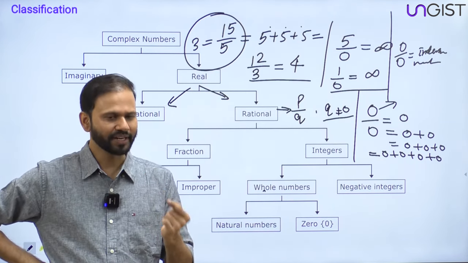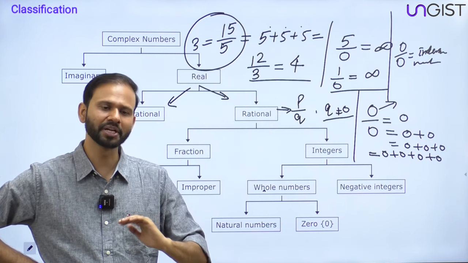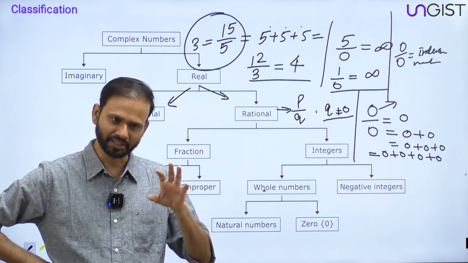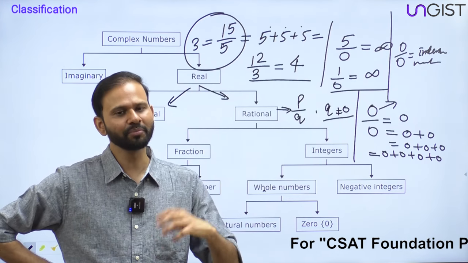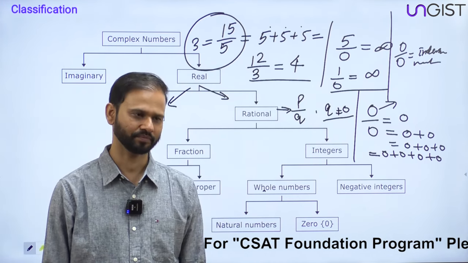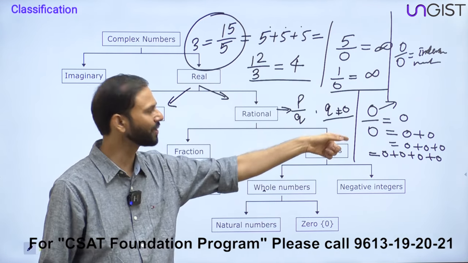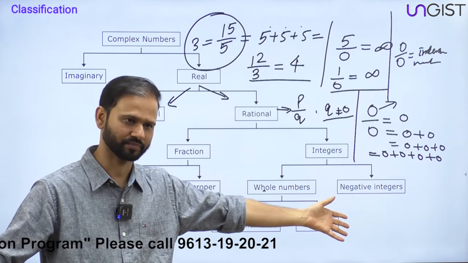When I say not defined or when I say cannot be determined, it means I am getting multiple answers. Infinity means I can't find the answer. Clear? When I say I'm getting multiple answers, it means I'm not able to determine what is the correct answer.